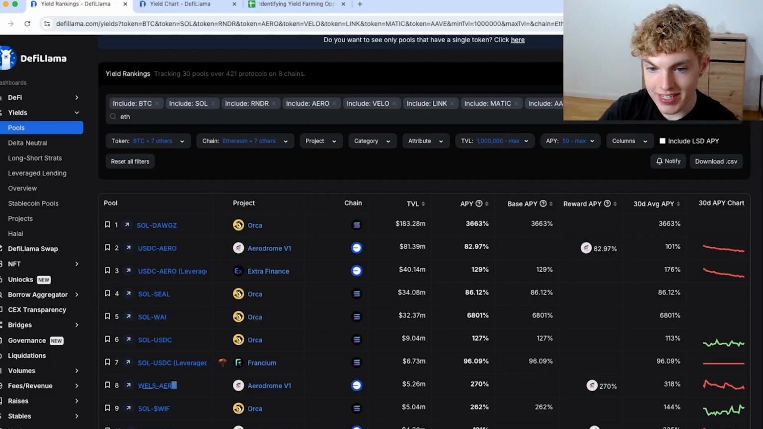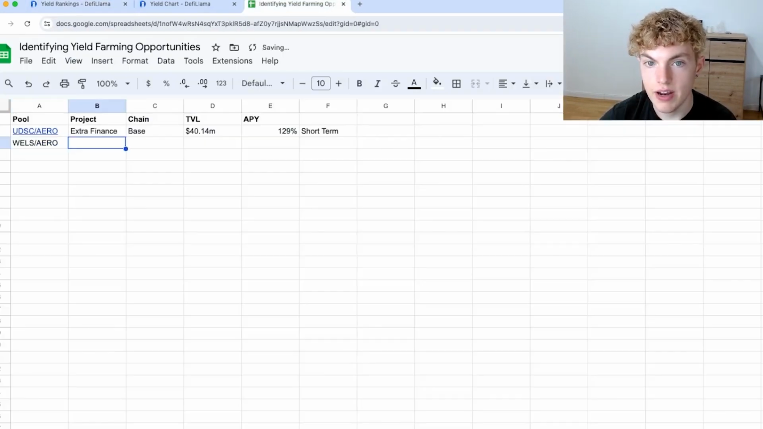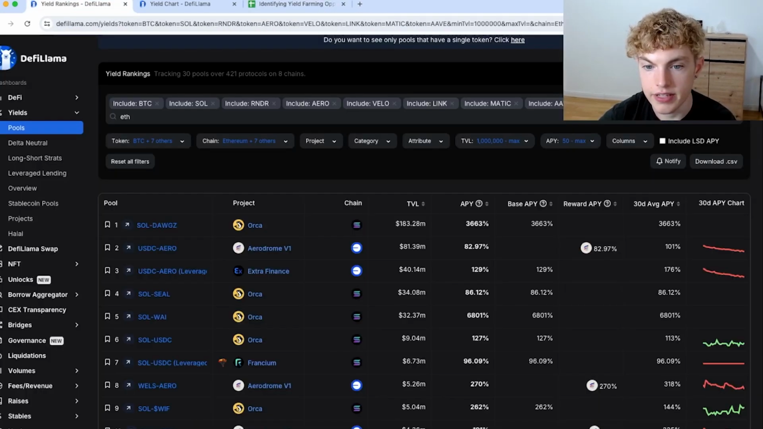And also over here, I see this Wells to Aero doing 270%. However, I would want to make sure that this is actually a position that I want to include into my portfolio and take on exposure to Wells. So assuming that's the case, I would go ahead and jot that down. So let's put Wells to Aero, spelled that wrong. So this one is on Aerodrome and the chain is Base.